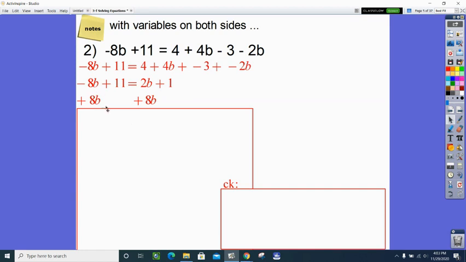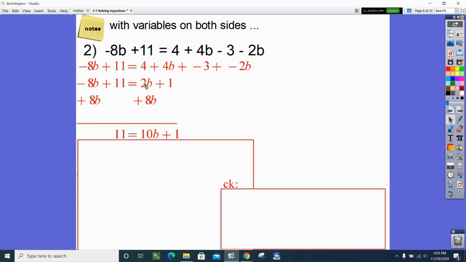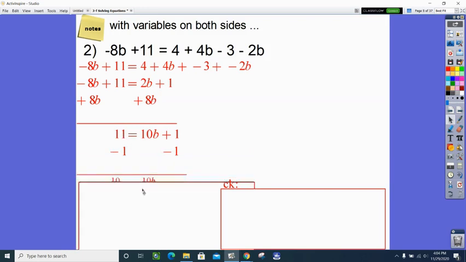This makes a 0 pair, so 0 plus 11 leaves 11 on the left-hand side of the equals. 2b plus 8b makes 10b, and then the plus 1. We're now at a two-step equation. We're not going to touch the 10. We're going to Woodruff bubble the 10b, and we're going to undo adding 1, which would mean to subtract 1. And 11 minus 1 gives you 10, and that equals 10b plus 0, which is 10b.